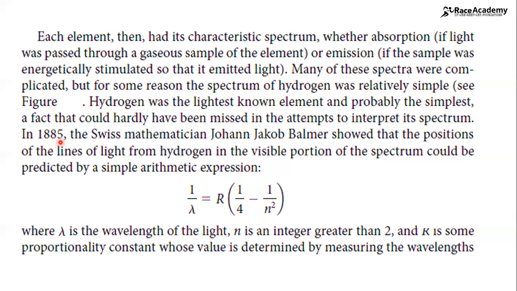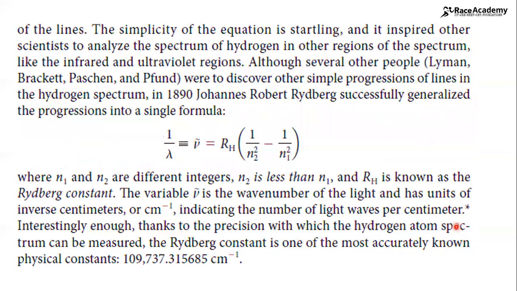In 1885, Swiss mathematician Johann Jacob Balmer showed that the positions of lines of light from hydrogen in the visible portion of the spectrum could be predicted by this arithmetic expression: 1 by lambda is equal to R into (1 by 4 minus 1 by n squared), where lambda is the wavelength of the light, n is an integer greater than 2, and R is a proportionality constant whose value is determined by measuring the wavelengths. This is what we now call Balmer's expression. The simplicity of this equation is startling.